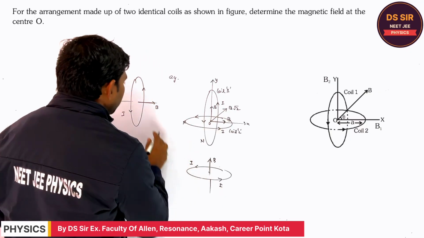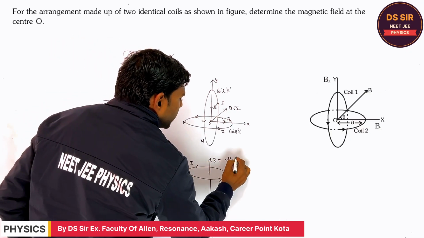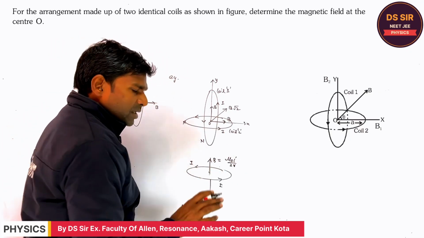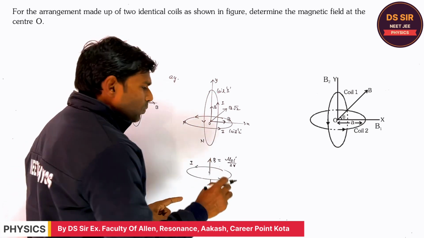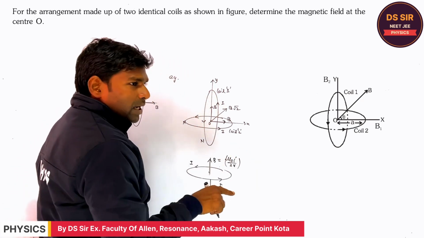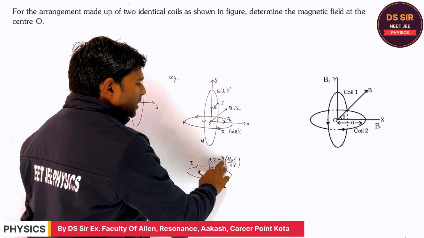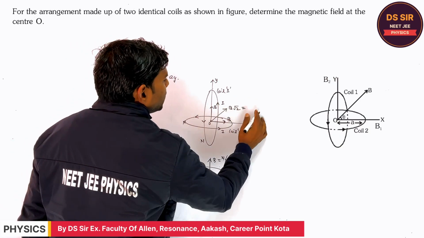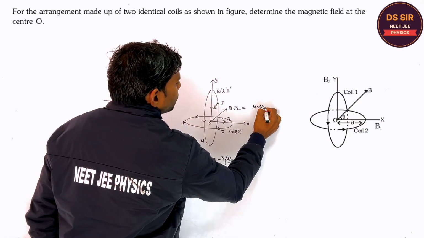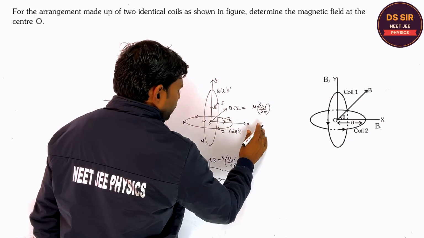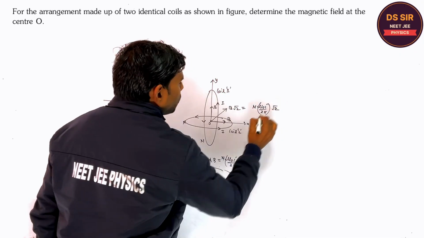And what is the value of B? Say mu naught I upon 2r is due to the circle, one loop. And if it is a coil, meaning n turns are there, so multiply by n. So what is the magnetic field? N times mu naught I upon 2r, into root 2. Is it clear or not?